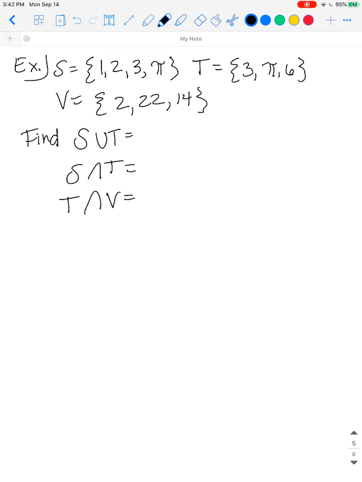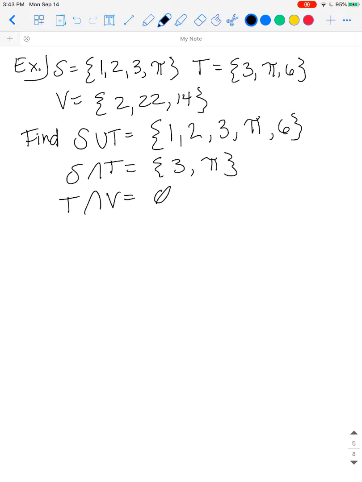Okay, hopefully you were able to figure it out, but here you go to check your answers. So we want to look for things that are in S or T or both. So 1 and 2 are in S, 3 is in both S and T, and so is pi. And then 6 is in T. So S intersect T, we want to look for things that are in both. So that's 3 and pi. And then T intersect B, are there any elements that are common between these two sets? No. So it's the empty set.